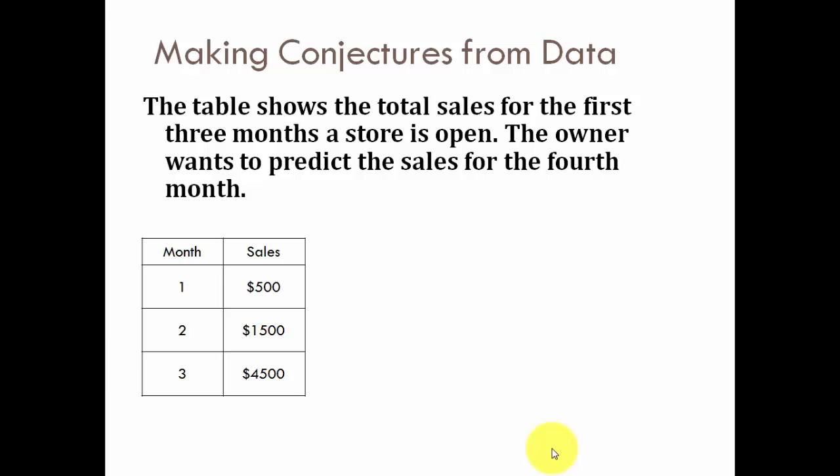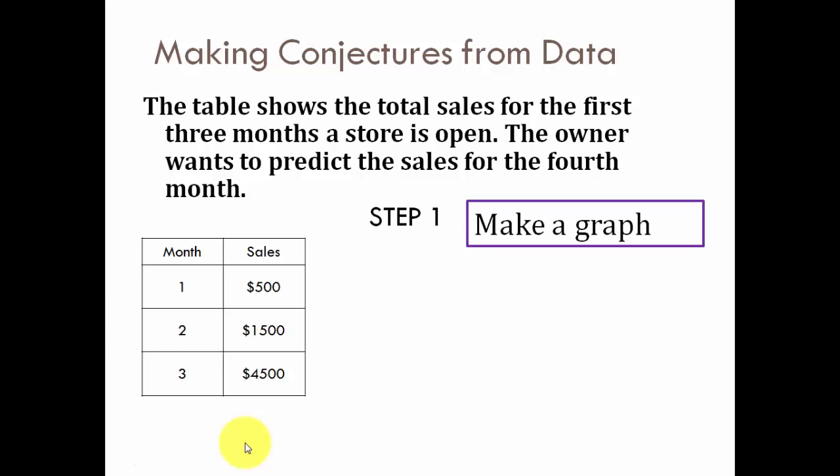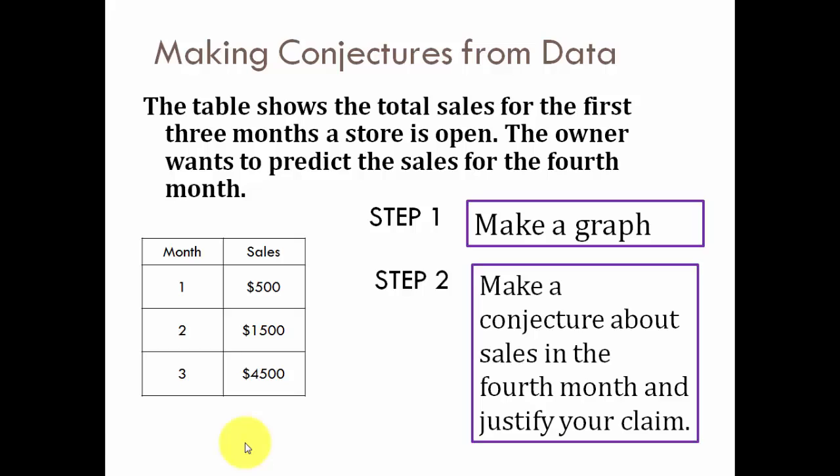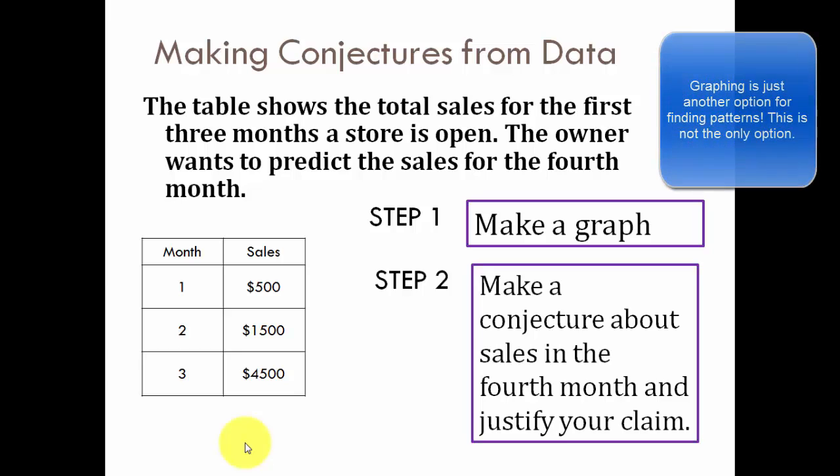Now we're going to talk about making conjectures from data. The table shows the total sales for the first 3 months in its stores open. The owner wants to predict the sales for the 4th month. So you could look at these numbers and try to predict what the next one would be, but another option is to make a graph. After you make the graph, it'll be really easy to make a conjecture about the sales for the 4th month.